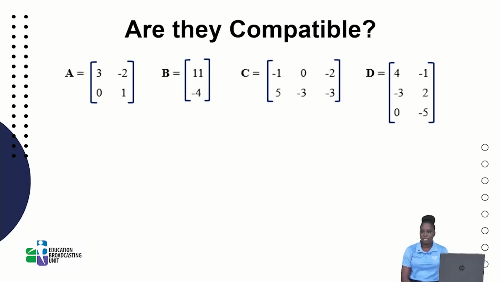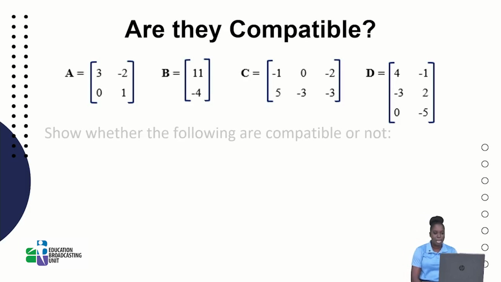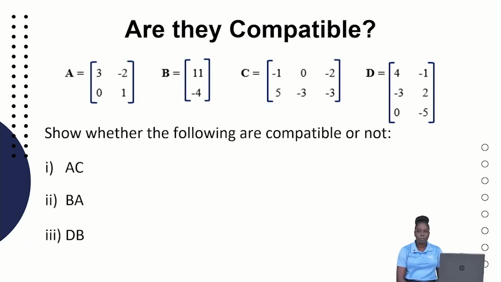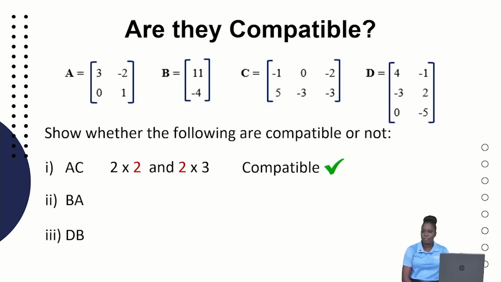We have 4 matrices, matrix A, B, C, and D. And we're asked to show whether the following are compatible or not. So we'll begin with AC. Matrix A is a 2 by 2 matrix, and matrix C is a 2 by 3 matrix. Are they compatible? Yes, because the number of columns in the first matrix match the number of rows in the second matrix. And so that result would be a 2 by 3 matrix.